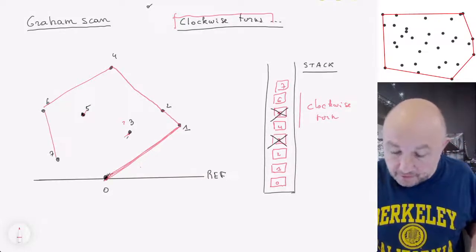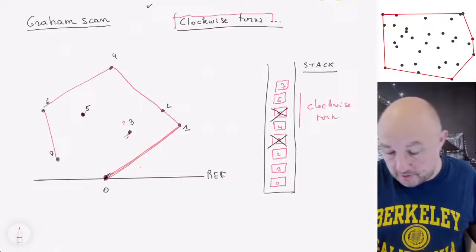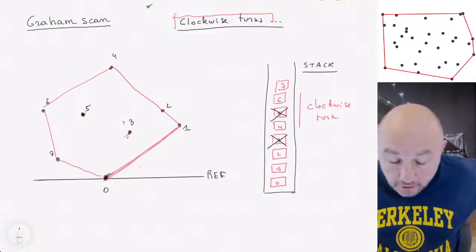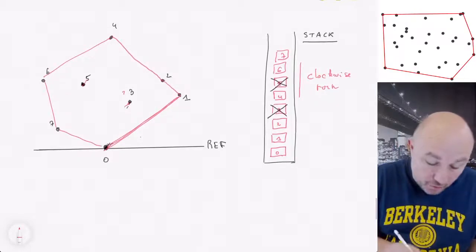So this is my final convex hull, going from 7 back to 0, and we have finally the convex hull that has been computed in a pretty fancy and smart way.